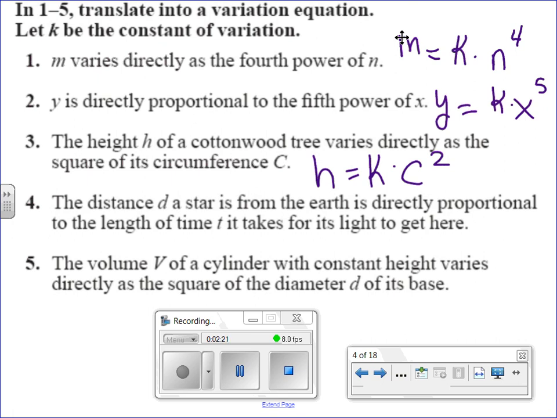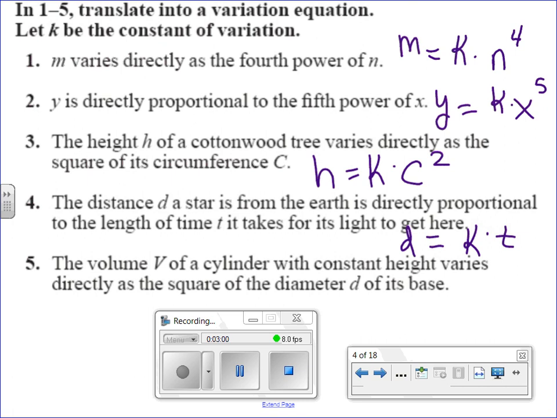Somebody want to try the distance from the Earth problem? The distance a star is from the Earth is directly proportional to the length of time t it takes for the light to get here. Nick? How about d equals t to the first. Anything else you need in your equation? Okay, yeah, it is just t to the first because he didn't read anything about an exponent, like a square or a cube.